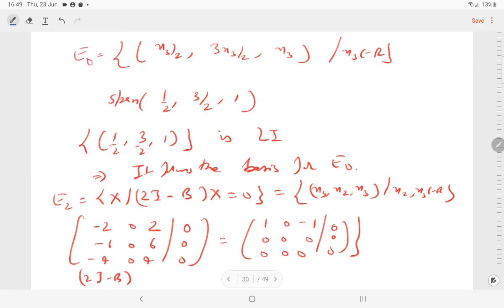It means that it is a span of (1 0 1) and (0 1 0). Both are linearly independent, which is the span S, which implies S is a basis for E2.